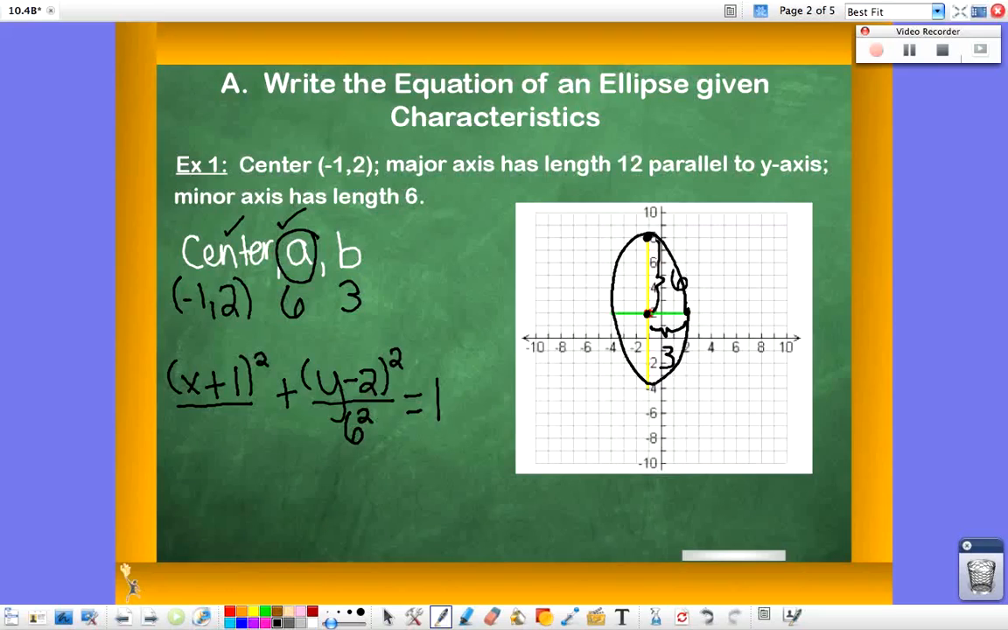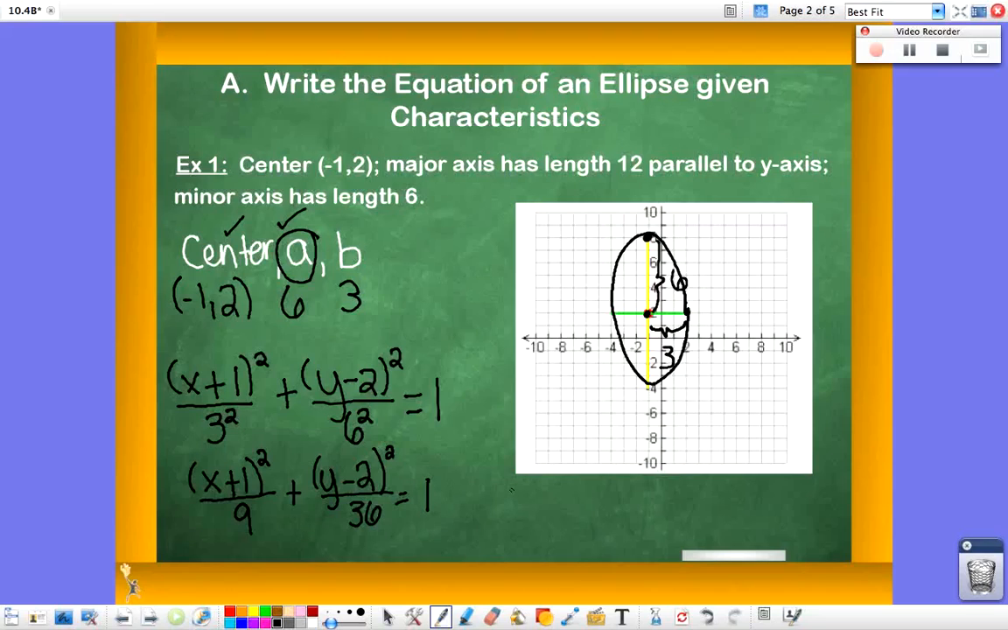The bigger number is going under the y once again because this is a vertical major axis, which means my b value of 3 is going to go under my x. The last thing I need to do is just square my 3 and my 6, and I get my final answer of x plus 1 squared all over 9 plus y minus 2 squared all over 36 equal to 1.